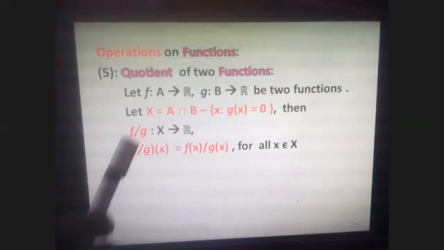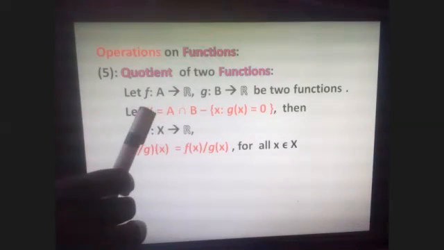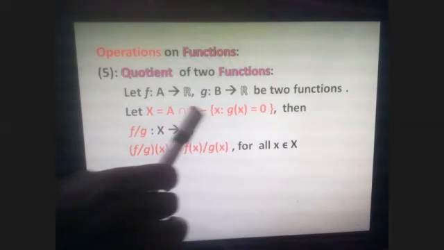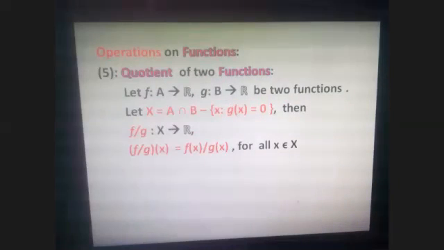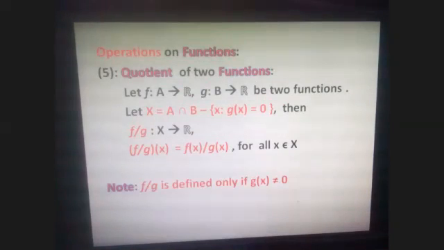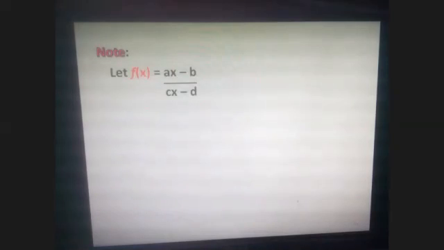So f by g is defined from X to R, where X is A intersection B minus the set of x where g(x) is 0. (f by g)(x) is f(x) by g(x). Remember that f by g is defined only if g(x) is not 0. Be careful about that. Now f(x) equals (ax minus b) upon (cx minus d).